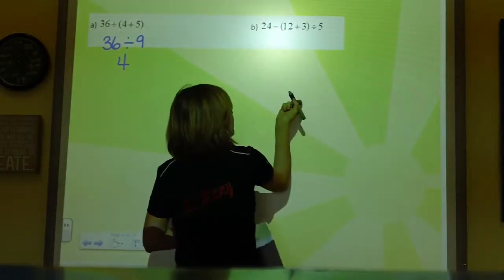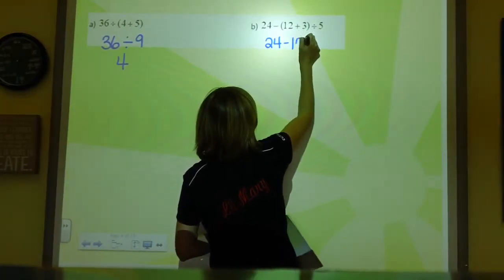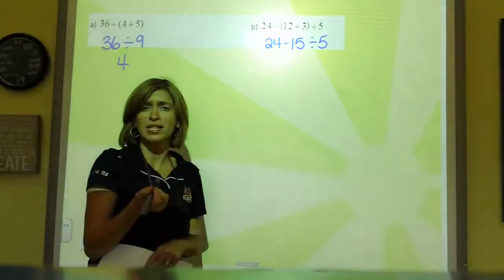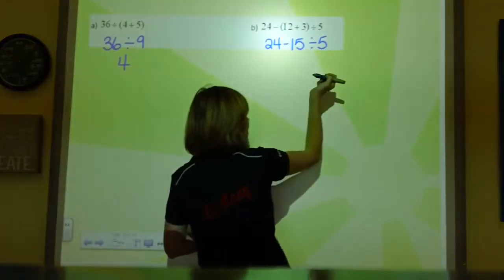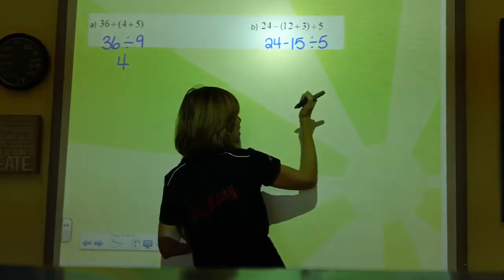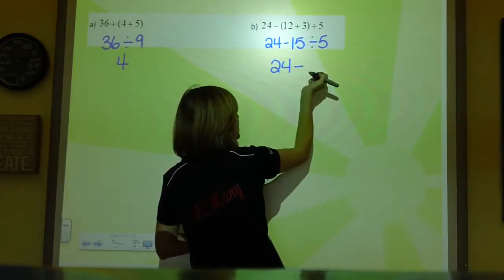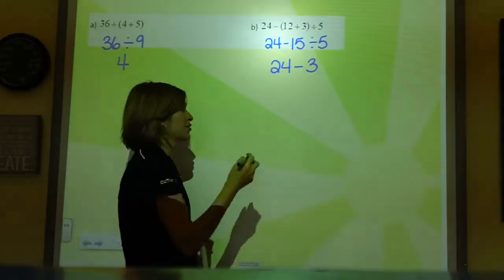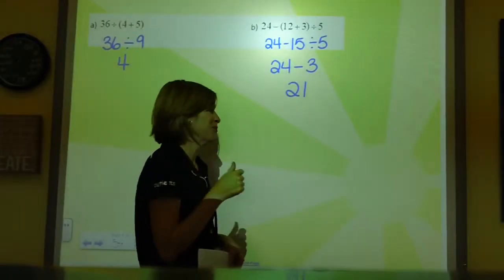Here, 24 minus (12 plus 3) divided by 5. I'm going to do my parentheses first. So 24 minus 15 divided by 5. Now it would be really tempting to do 24 minus 15, but that's not the proper order of operations. I would do 15 divided by 5 first, because multiplication and division goes first. So 15 divided by 5 gives me 3. And 24 minus 3 gives me 21. Okay? Thumbs up? Let's hope so, because those are easy.